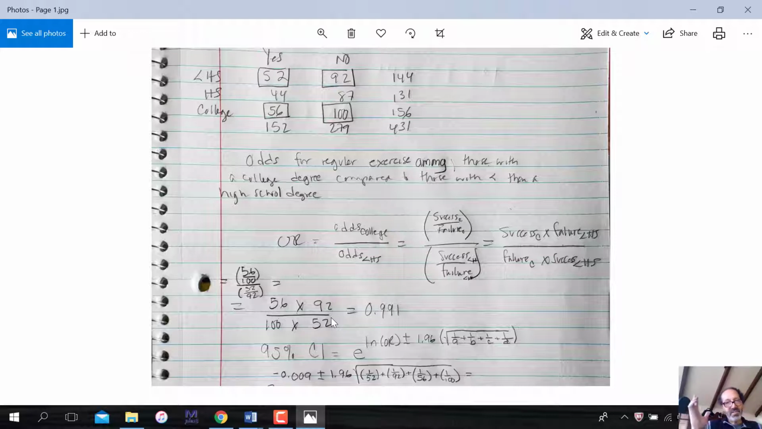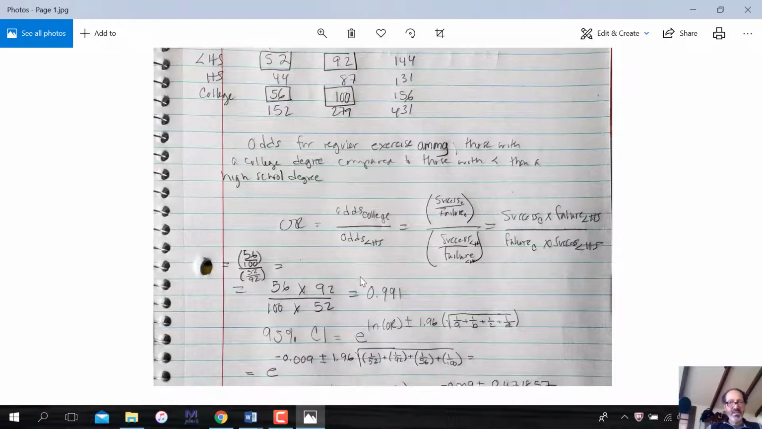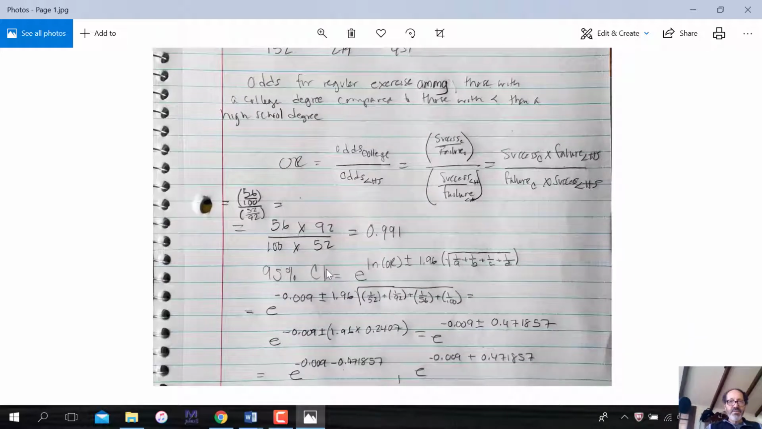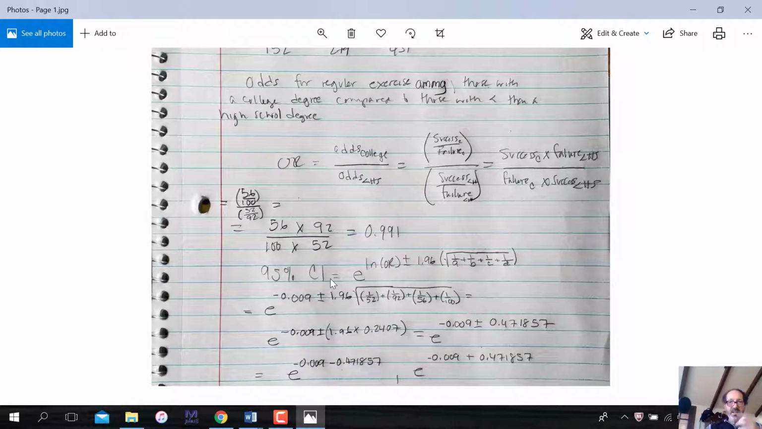Okay, so if this is confusing, you don't even listen to me there. Just do success divided by failure among college students divided by success divided by failure in those with less than a high school degree. It's fine. Either way is fine. All right, so this is your odds ratio. We just calculated it. It's 0.991.